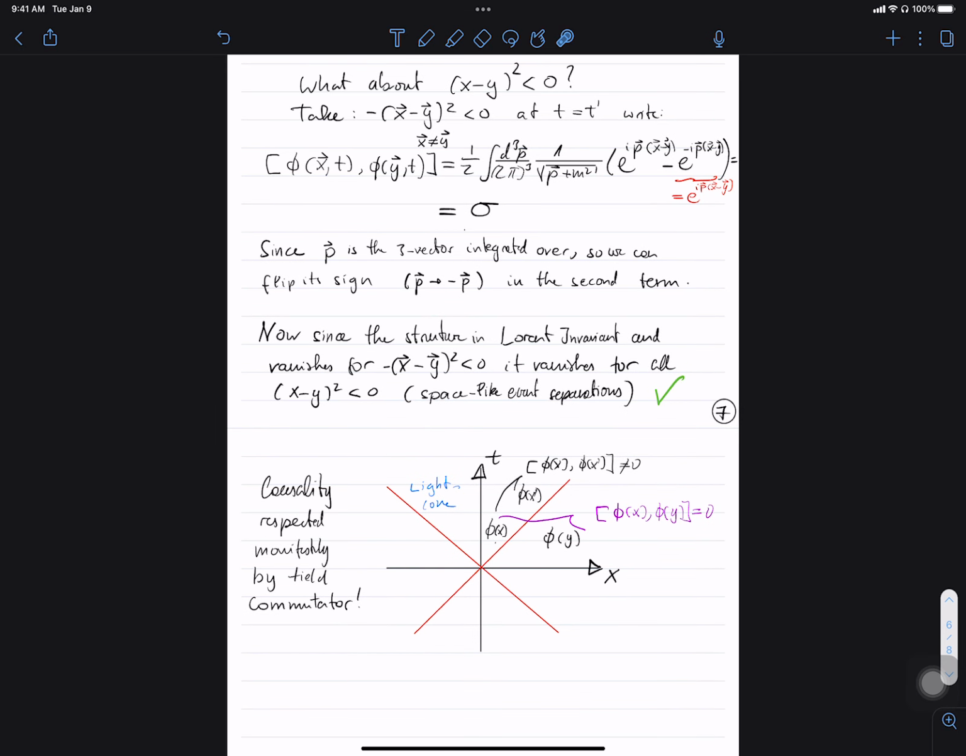In the next lecture, we will talk about particle propagation and how the quantum field theory structure ensures that, in fact, the field commutators vanish. This has to do with the way particles propagate in quantum field theory.